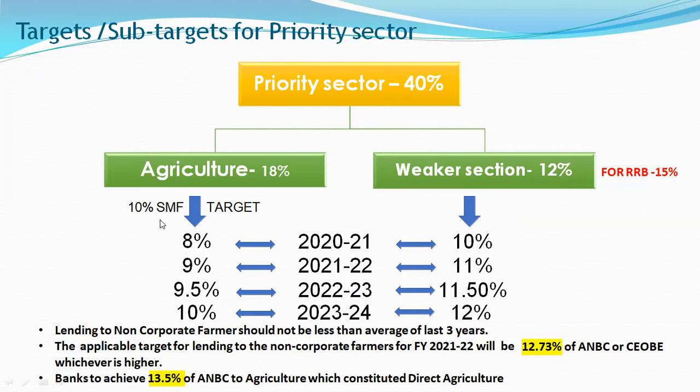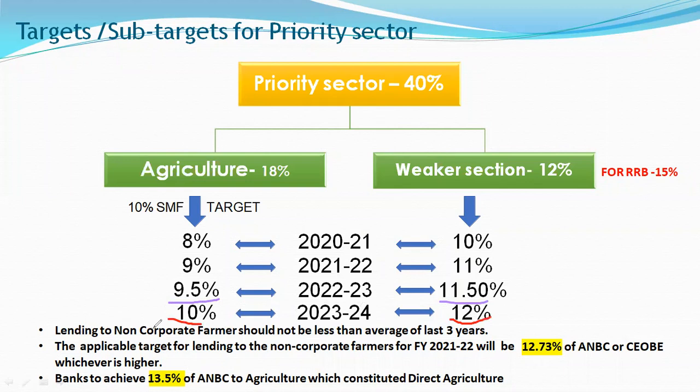Like 2021, for small and marginal farmers it is 8%, and for weaker section 10%. And 9% for 21-22, and here 11%. And 22-23. From here you can be asked one question: how much they have to achieve in the small and marginal farmer target for 22-23? That is 9.5%, and here 11.5%. So this has to be achieved. And for 23-24, then 10%, okay, and here 12%, and after that it will be completed.